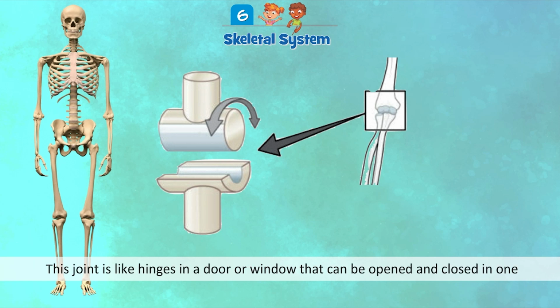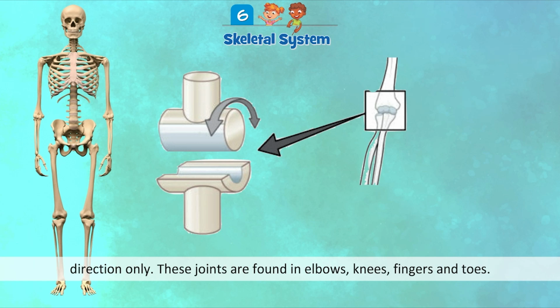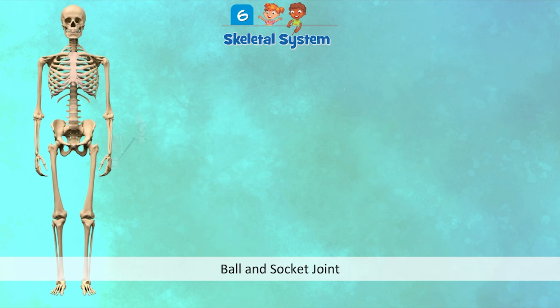This joint is like hinges in a door or window that can be opened and closed in one direction only. These joints are found in elbows, knees, fingers, and toes.